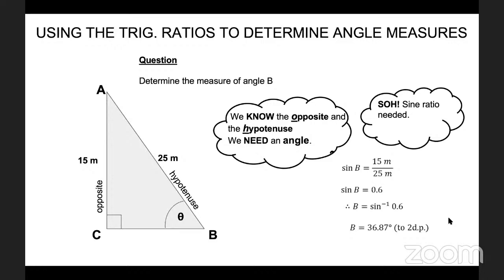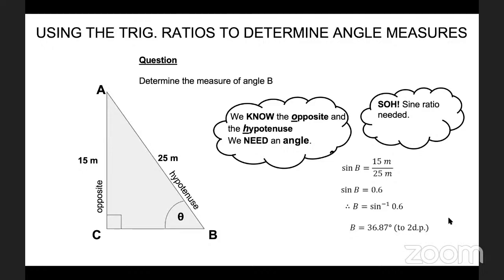So, sine is equal to opposite over hypotenuse. That's the ratio that has opposite and hypotenuse, so I'm going to use sine. If I were given BC, which is adjacent to the angle, for example 13 centimeters, then I would use CAH, adjacent over hypotenuse. So you look for what you know and what you need, and you will know what to find.